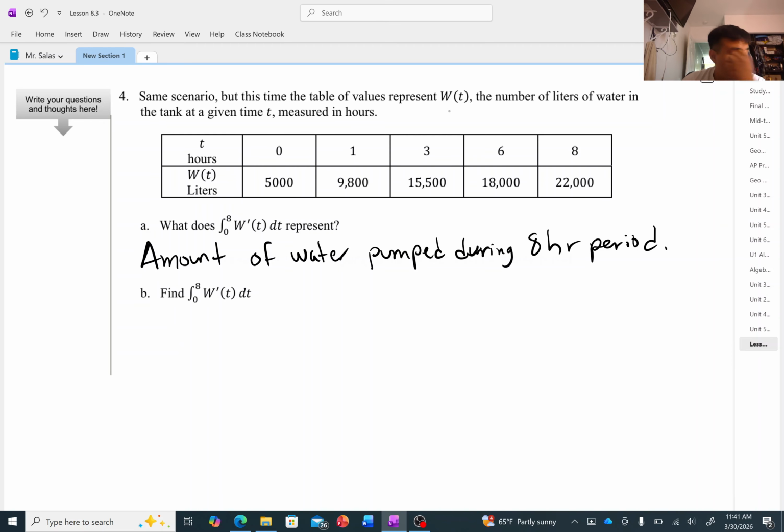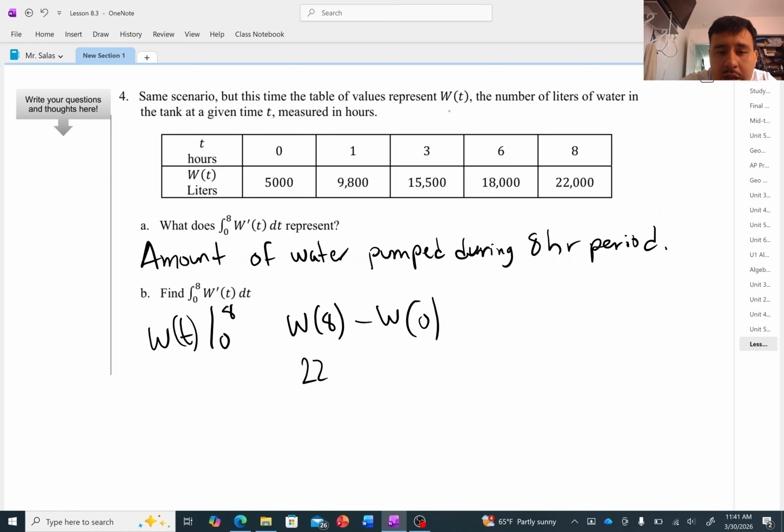So now, when you're evaluating your integrals, we know I have W of T. So W of T would be the antiderivative of W prime T. And I'm evaluating it from 0 to 8. So that means I take W of 8 minus W of 0. So I look at my table of values, and I'm going to do 22,000 minus 5,000. And that's going to give me 17,000 liters.